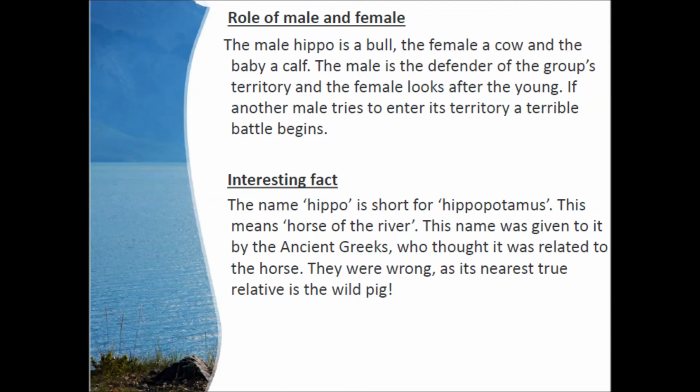Interesting fact, the name hippo is short for hippopotamus. This means horse of the river. This name was given to it by the ancient Greeks, who thought it was related to the horse. They were wrong, as its nearest true relative is the wild pig. Wow, that's interesting.